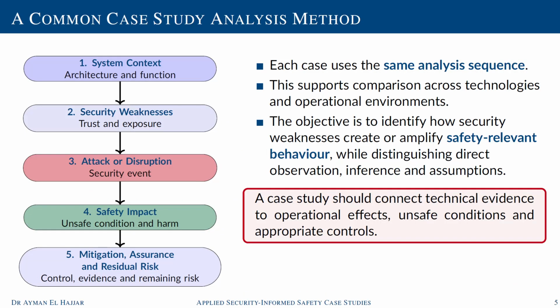A common case study analysis method that we're going to use for all three scenarios will follow the same sequence. We establish the system context, identify security weaknesses, examine the attack or disruption, trace the safety impact, and then consider mitigation, assurance evidence, and residual risk. This provides a consistent basis for comparing different systems.